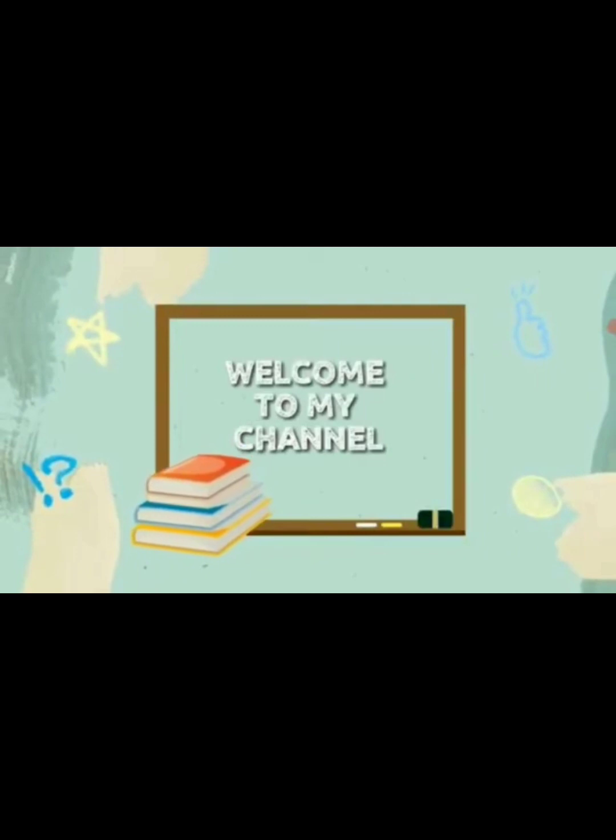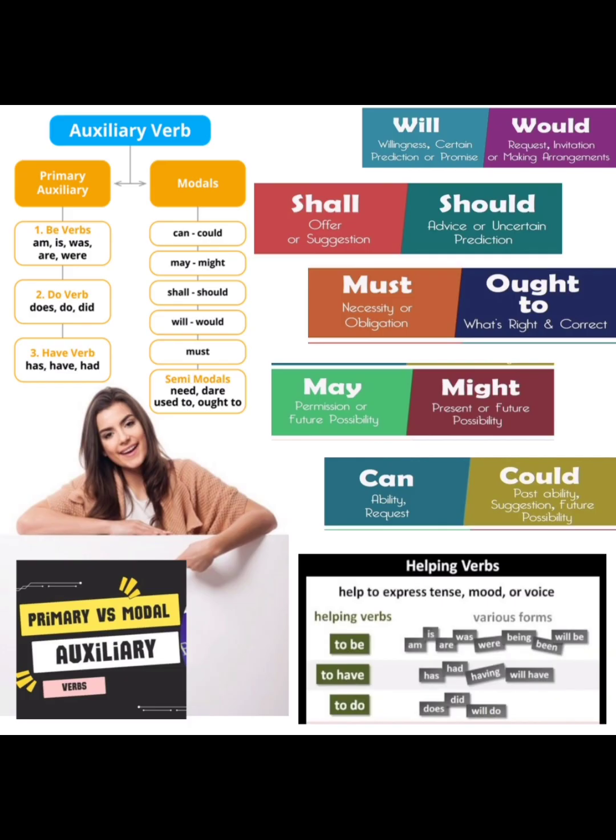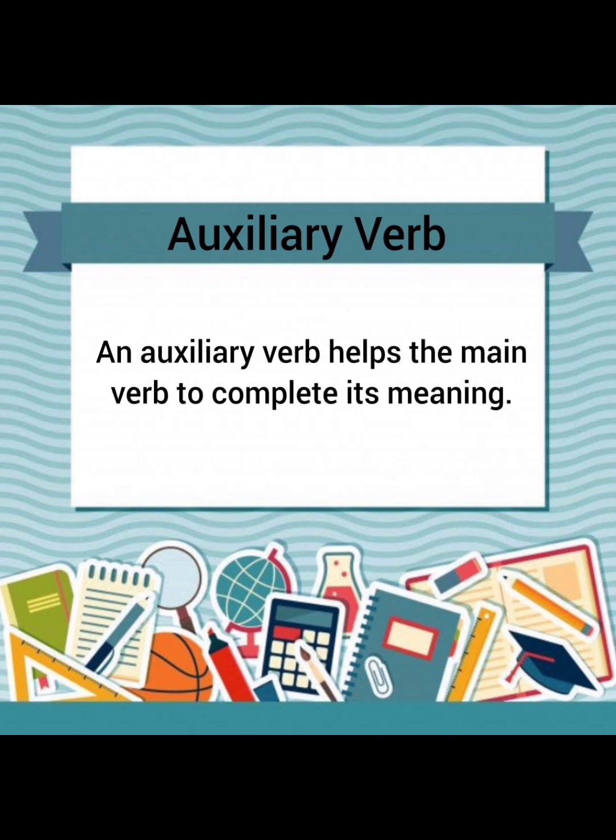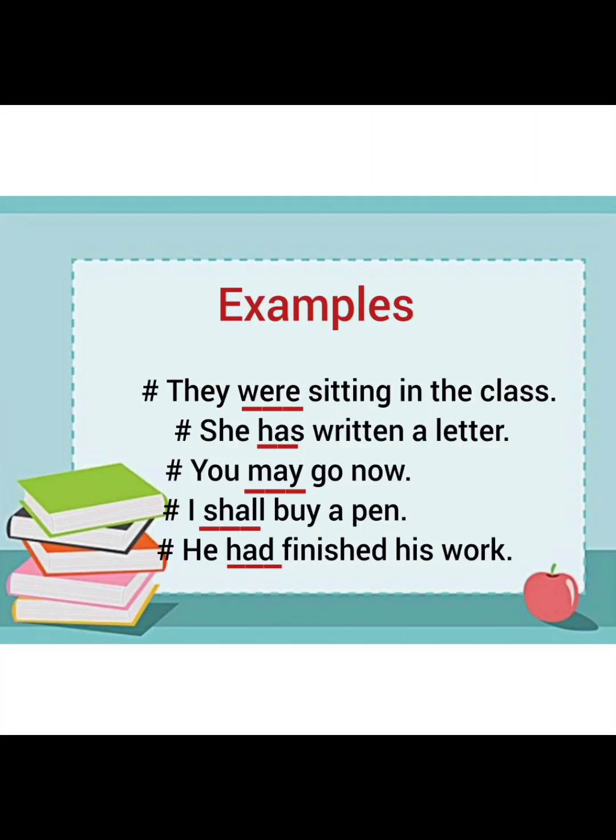I'm here with my today's topic, that is auxiliary verb. An auxiliary verb helps the main verb to complete its meaning. For example, they were sitting in the class. In this particular sentence, were is an auxiliary verb that is used with the action or main verb within this sentence to complete the meaning and to show the tense.